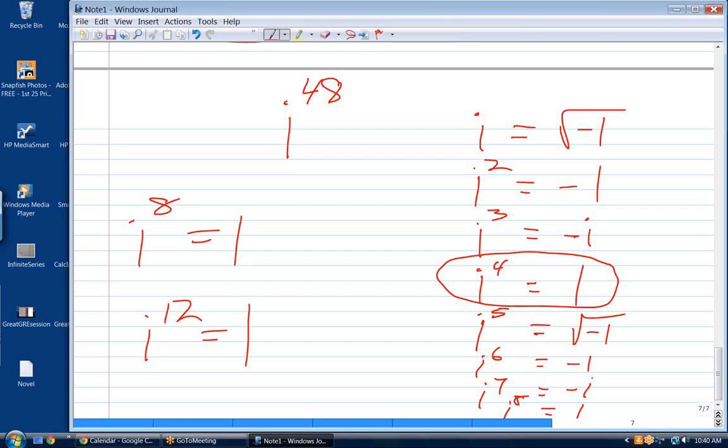So what's i to the 48th? 1. What's i to the 51st? Negative i. Yeah, okay. That's all there is to handling those problems: figure out what multiple of 4 it is, knowing that i to the 4th is 1.